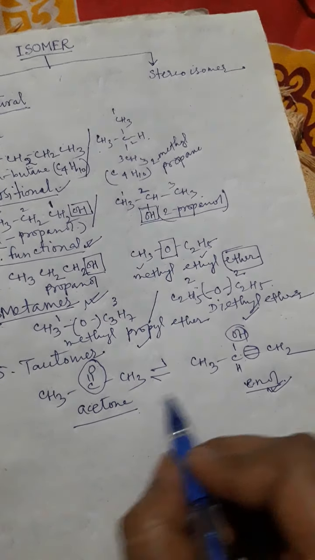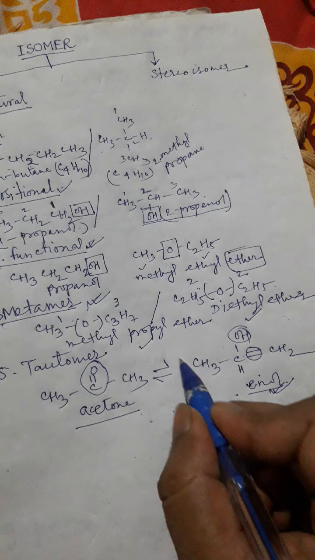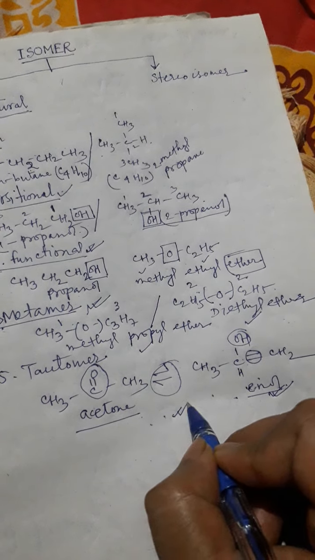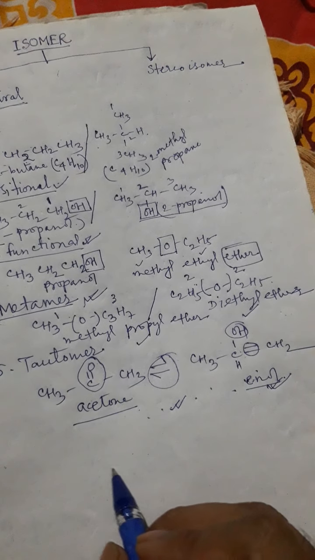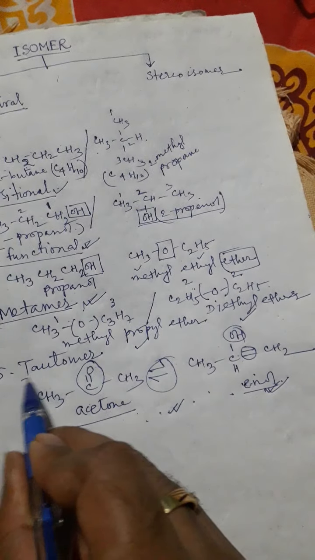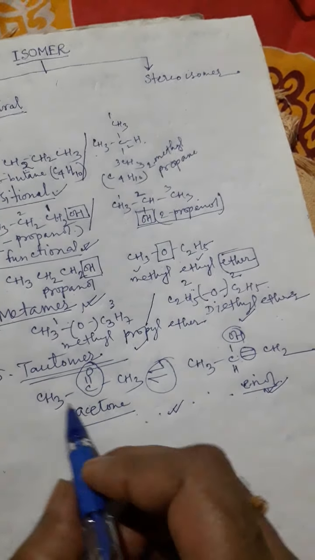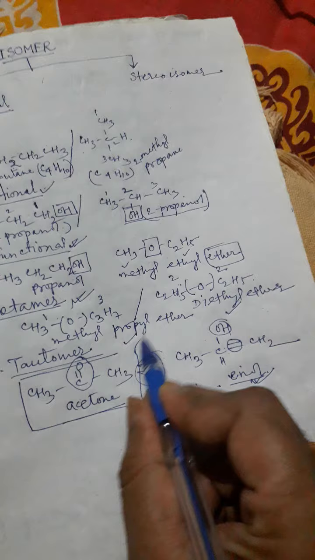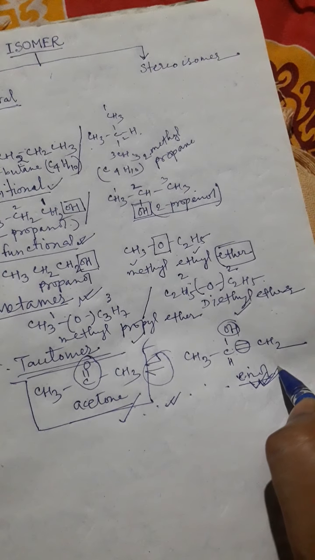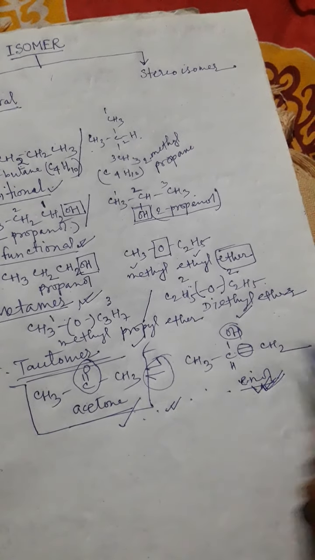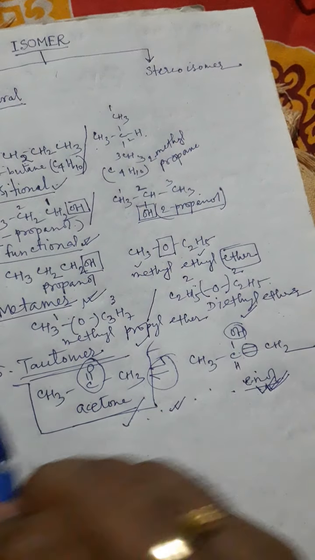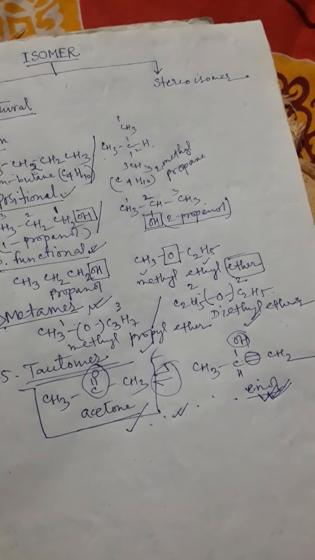So these two compounds are present in dynamic equilibrium. Both forms are present at the same time. So this is called keto-enol tautomerism, and this kind of compound is called tautomer. That means if you take acetone in a container, you will get both acetone as well as this enol compound. This kind of conversion occurs every time and there is a dynamic equilibrium. So this is called tautomer.